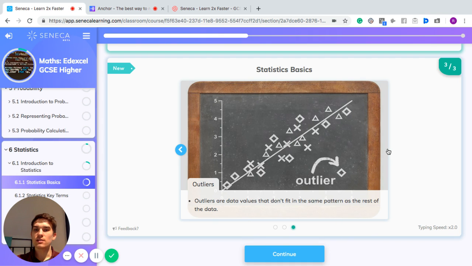Now, outliers are data values that don't fit in the same pattern as the rest of the data set. What that means is if you've got a result that's way off compared to what you'd expect or what the rest of the data is, then that is what we call an outlier.